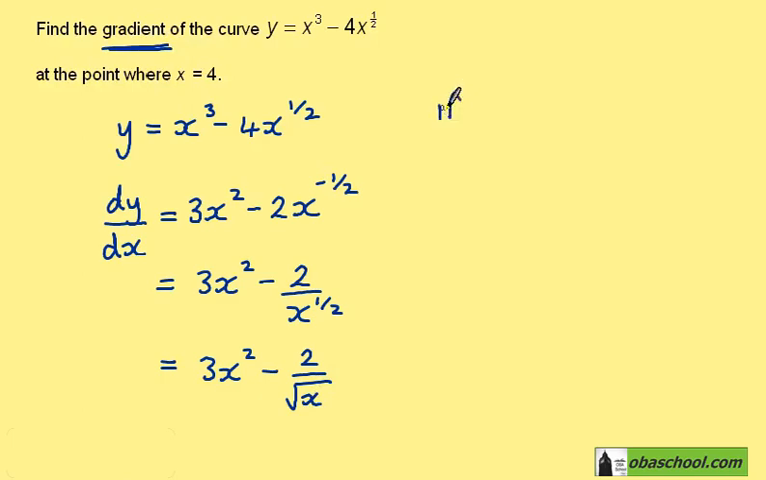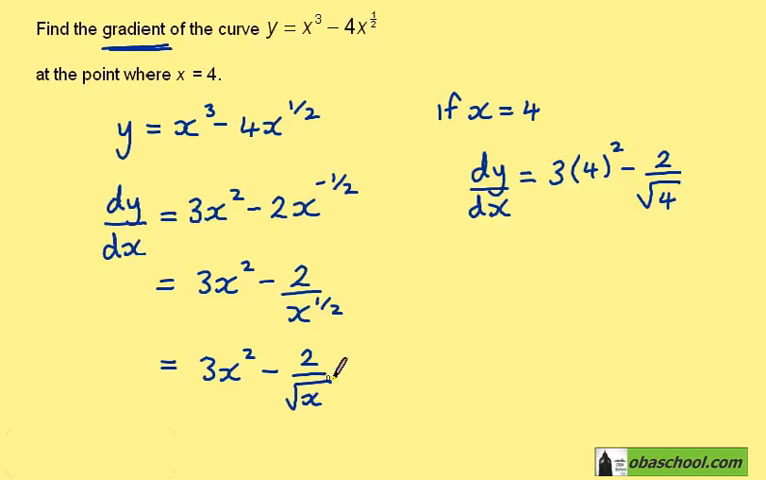We can now substitute in the value x equals 4 to find the gradient of the curve where x equals 4. Substituting in, we get 3 times 4 squared, take away 2 over the square root of 4. This is 3 times 16, take away 2 over 2, which is 48 take away 1, and so our gradient is 47.